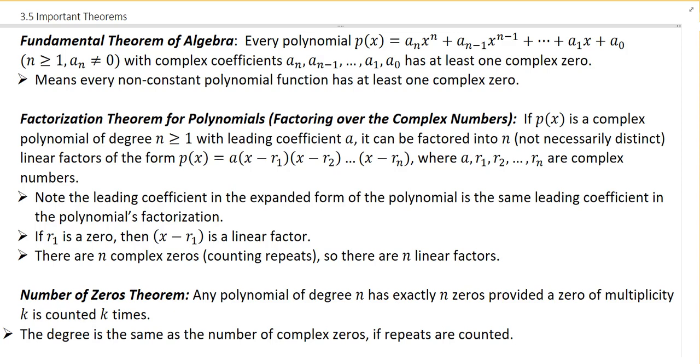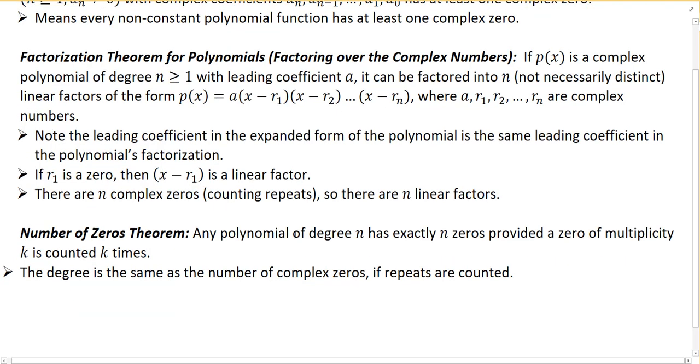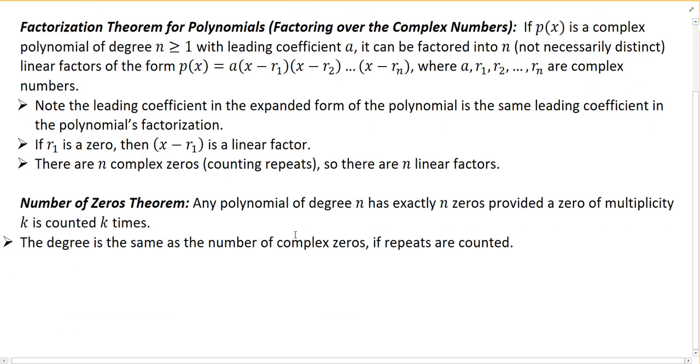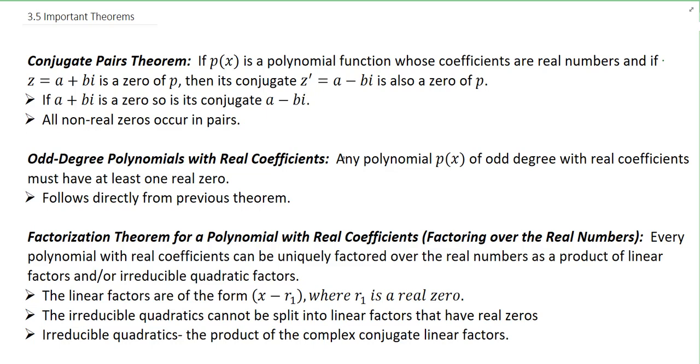And these factors may or may not be distinct. It really depends on whether the zero repeated itself or not. And then the next theorem, the number of zeros theorem, just says any polynomial of degree n has exactly n zeros, provided a zero of multiplicity k is counted k times. And so basically what this is saying is the degree is the same as the number of complex zeros if repeats are counted. The next theorem I want to talk about is the conjugate pairs theorem.